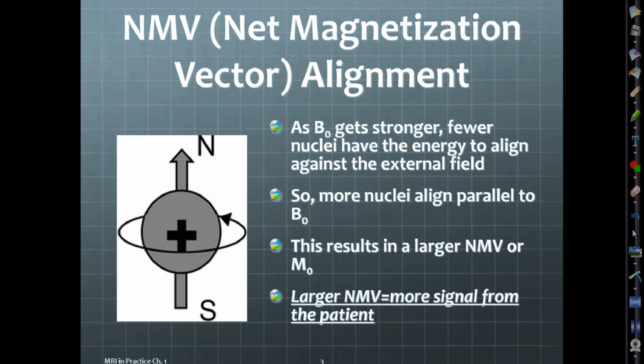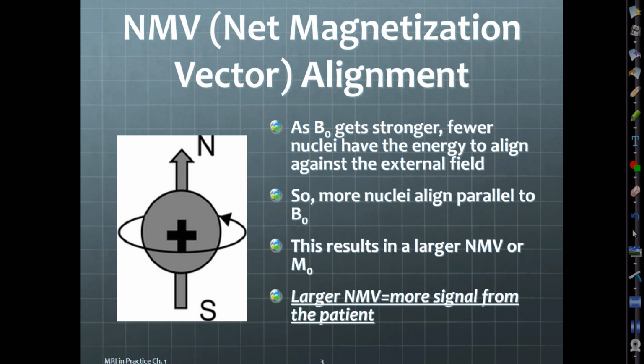So as B sub 0 gets stronger, meaning we go from a 1.5 Tesla to a 3 Tesla, fewer of those hydrogen spins have the energy to align against. So say one of those hydrogen spins had enough energy to align against at a 1.5. But then at 3 Tesla, they just don't have that energy to align against, so they now align with. So that net magnetic vector now gets larger because you get more of an excess of those low energy spins. So if we have a larger net magnetic vector, ultimately we're going to get more signal from that patient.